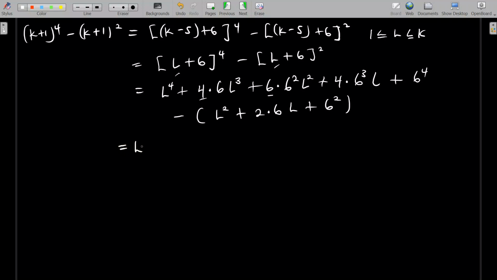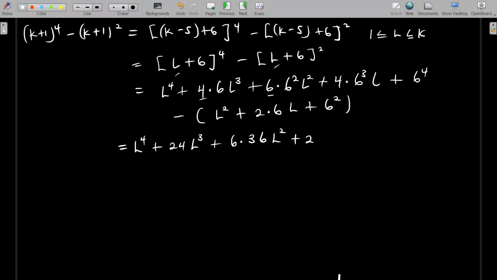so this is L to the power 4 plus, if I multiply 4 and 6, I'm going to get 24 L cubed plus 6 multiplying 6 squared is the same as, I just want to leave it as a multiple of 12. 36 is a multiple of 12, right? So it's going to be 12 multiplying 3 L squared, these guys are multiplying. Notice that. Plus, 4 times 6 cubed, I'm going to write it as 24 multiplying 6 squared, or maybe 36. I think that will be better.